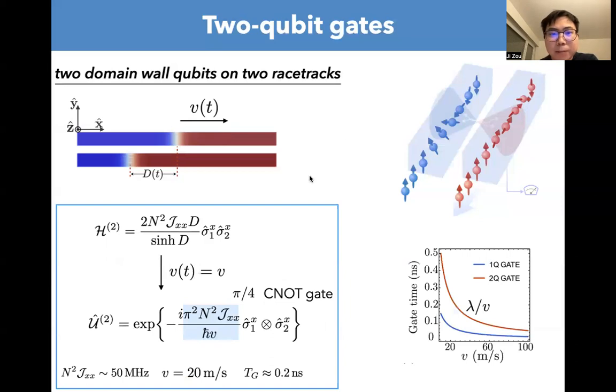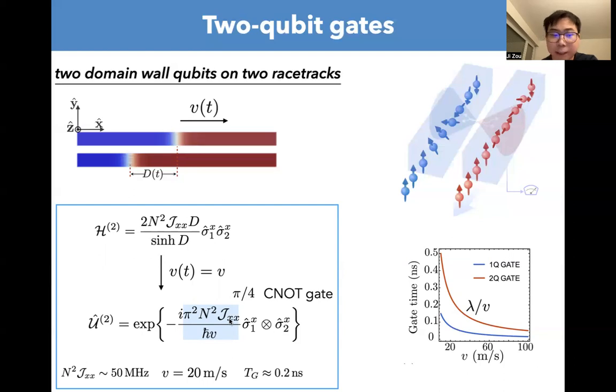Okay, so to implement this 2-qubit gate, we just need to shuttle 1 qubit, for example the upper one, from left to right. In this process, let's assume the velocity is a constant. Then we realize a unitary transformation in this form. And we notice that when the prefactor is pi over 4, it's basically a CNOT gate.